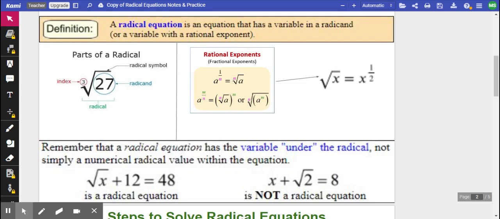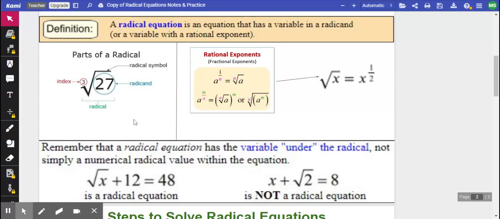Before we get into the steps of doing it, we want to talk about some vocabulary and some general ideas about this topic. Generally speaking, a radical equation is any equation that has a variable underneath a radical symbol, or the variable would be in the radicand portion, or a variable with a rational exponent that would match the radical you are looking for or talking about.